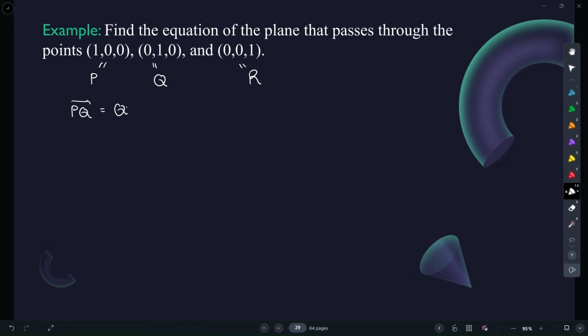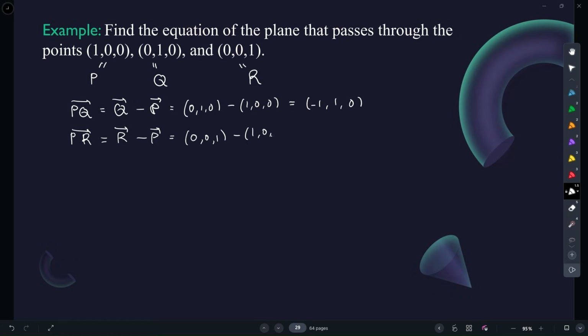So the vector from P to Q is given by the coordinates of Q minus the position vector for P. So it is 0, 1, 0, minus 1, 0, 0. So it is the vector minus 1, 1, 0. And similarly, the vector from P to R will be the position of R minus the position of P, which is 0, 0, 1, minus 1, 0, 0, which will give me the vector minus 1, 0, 1.